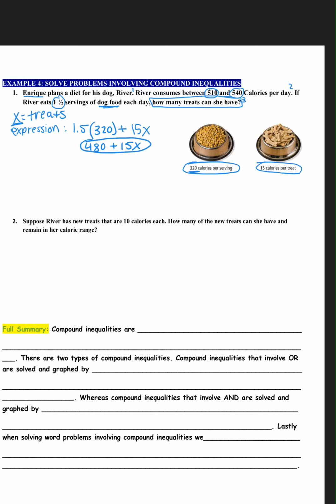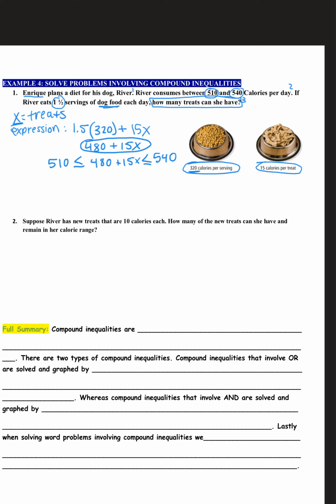Okay, now it's in between 510 and 540. So the minimum that we want River to have is 510 calories. She can have 510 calories exactly, and everything would be fine. But she can also have more than that. And then we'll put our expression right here, 480 plus 15x. And then our maximum that we want her to have is 540 calories. So in between, think about it as an "and" inequality statement.